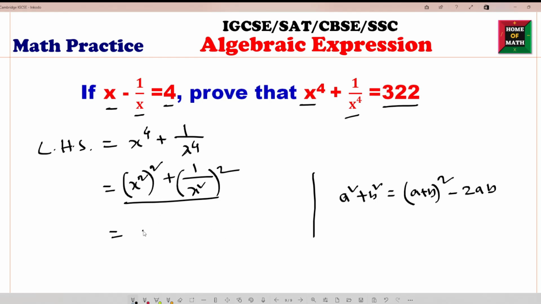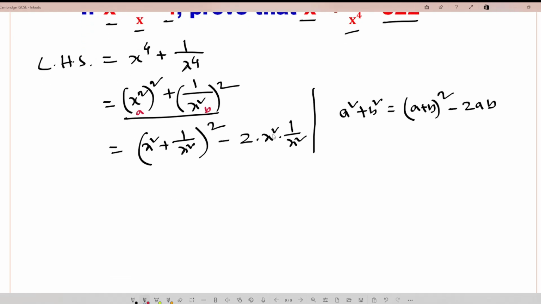So here also, x square plus 1 by x square whole square minus 2 times x square times 1 by x square, because here x square is a and 1 by x square is b. Now this x square and 1 by x square cancel out. Now we use another rule: a square plus b square means a minus b whole square plus 2ab.